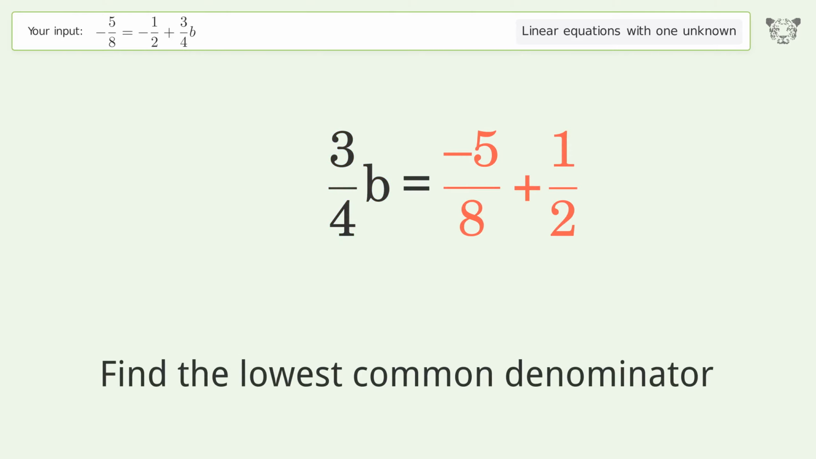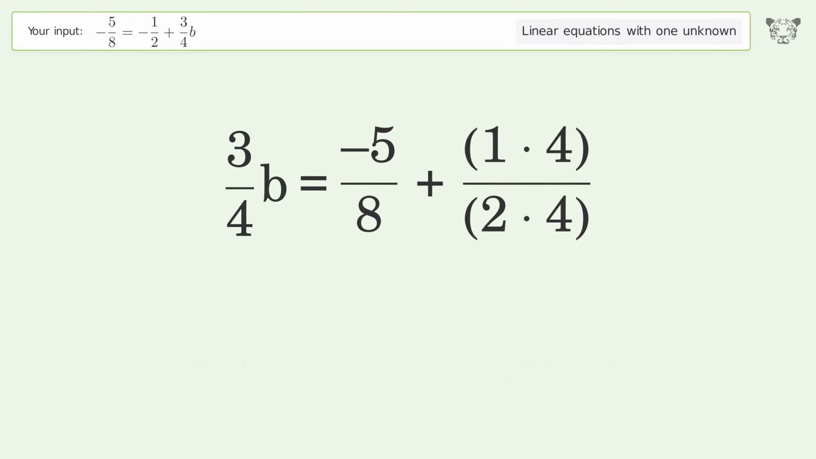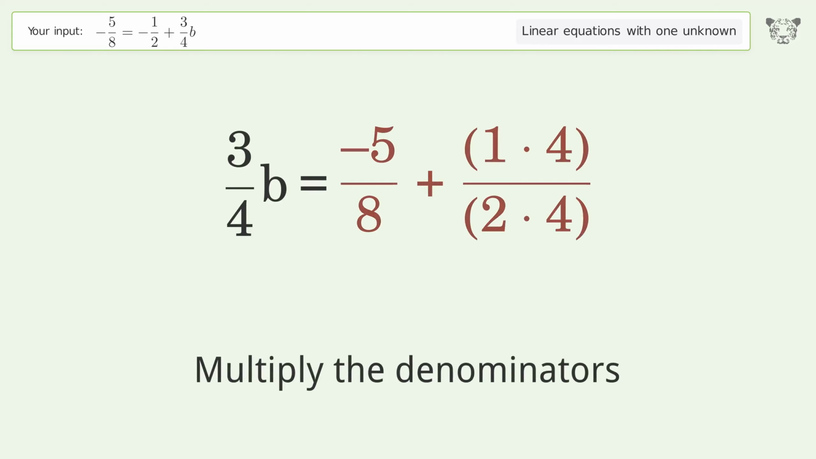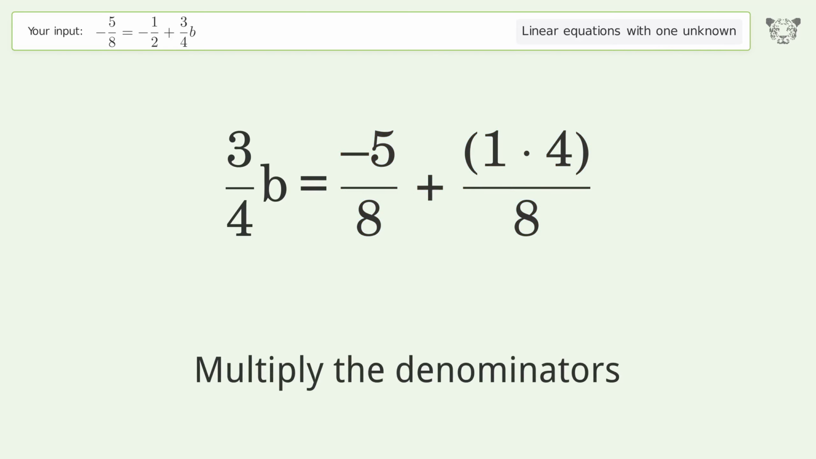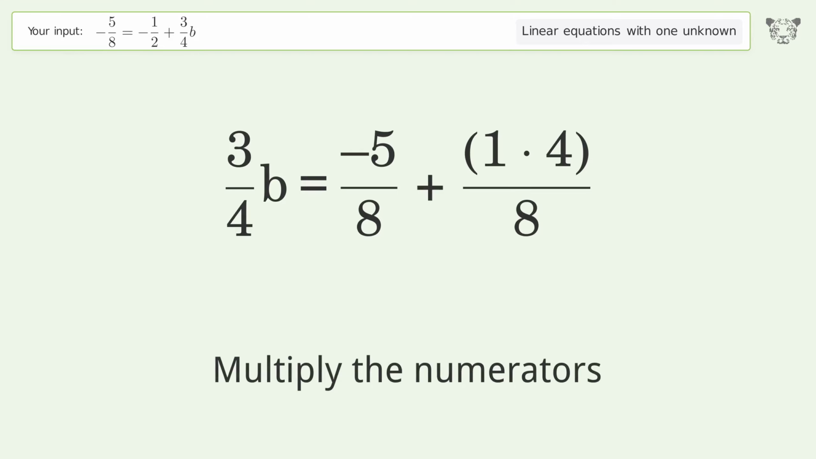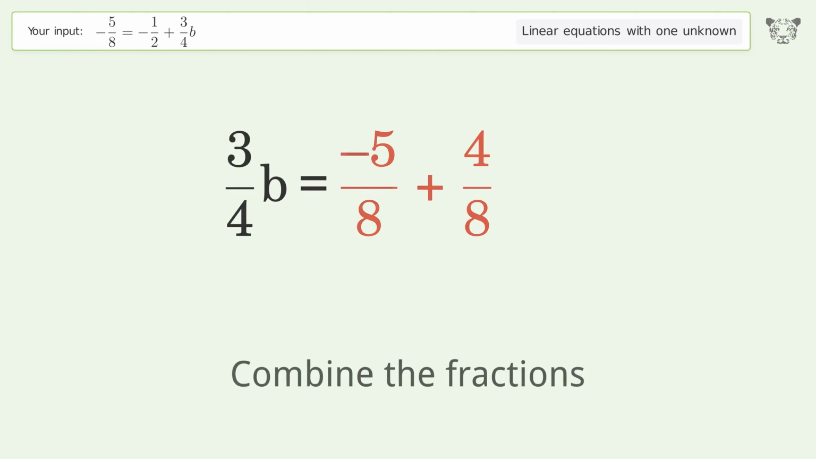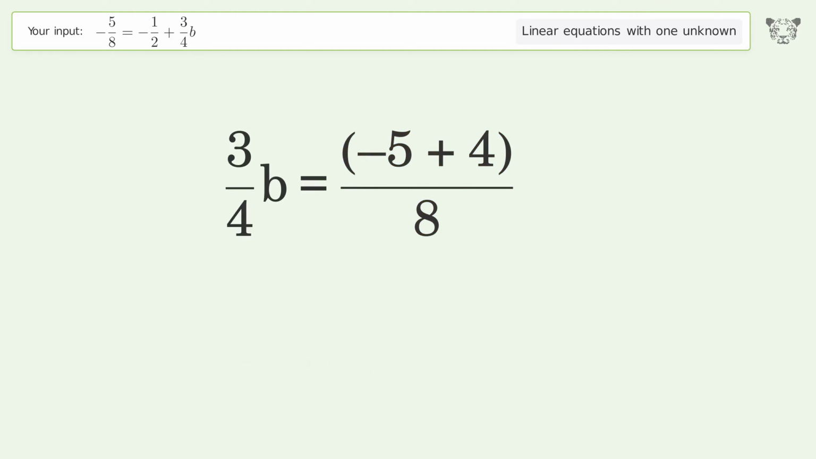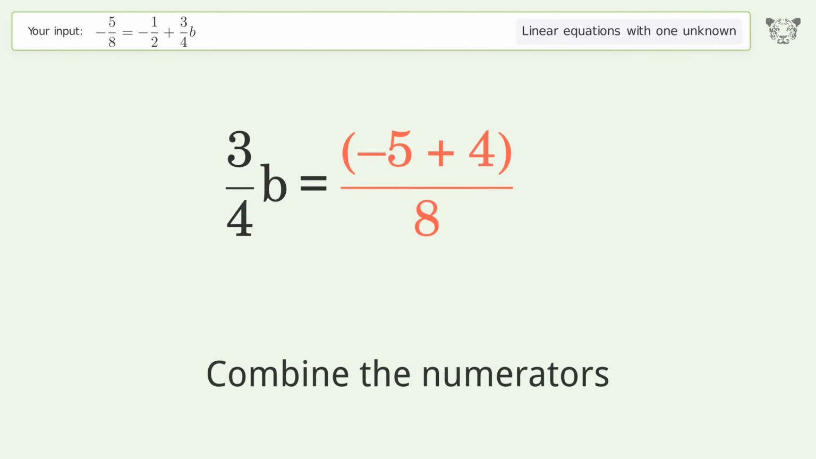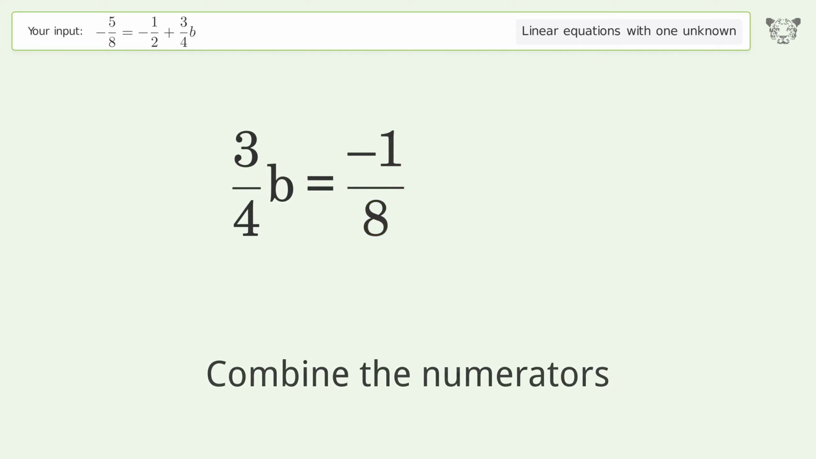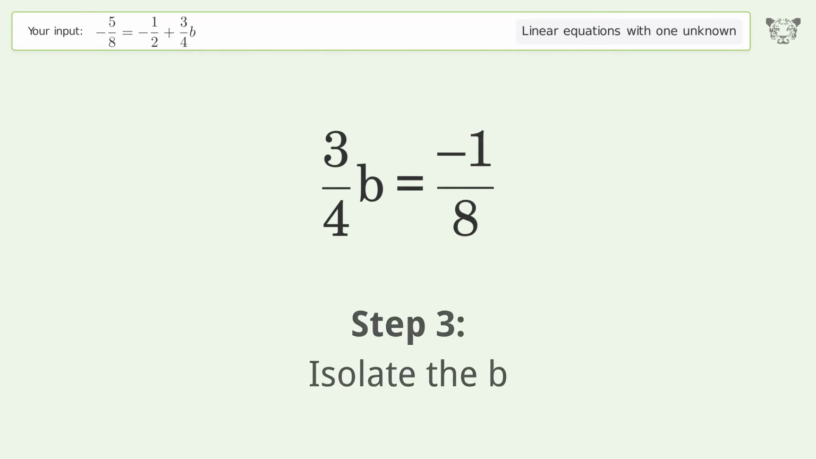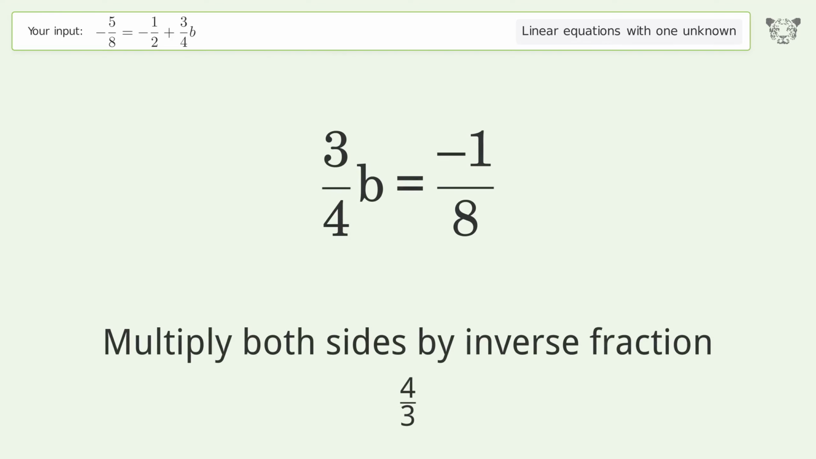Find the lowest common denominator. Multiply the denominators. Multiply the numerators. Combine the fractions. Combine the numerators. Isolate the b. Multiply both sides by inverse fraction 4/3.